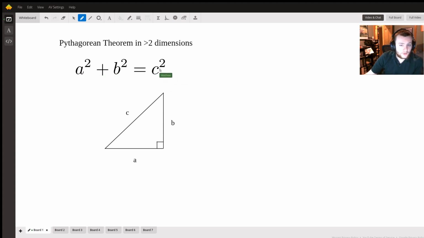So this is the normal Pythagorean theorem as is usually learned in grade school, where you have a triangle with a width of A, a height of B, and a hypotenuse of C, and we find that A squared plus B squared equals C squared.